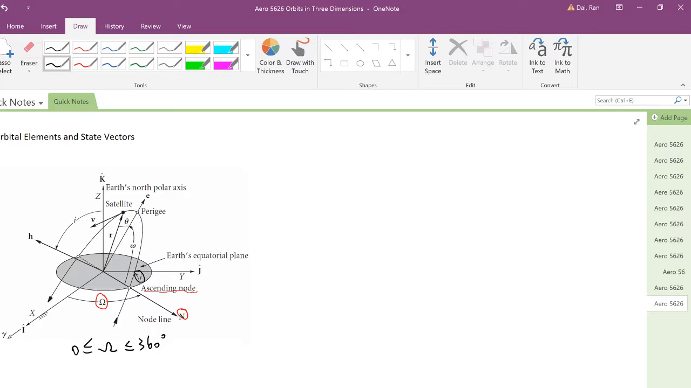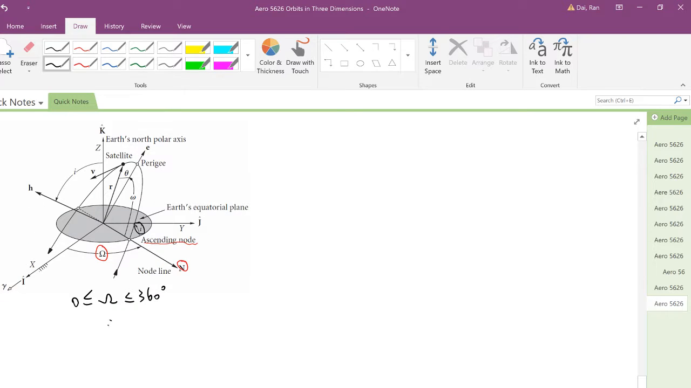The inclination angle is also the angle between the positive z-axis and the normal to the plane of the orbit. So from the definition of the angular momentum, which is normal to the plane of the orbit, we can get this equivalent relationship. And this angle i has a range from 0 to 180 degrees.